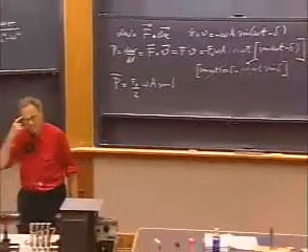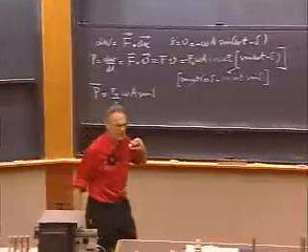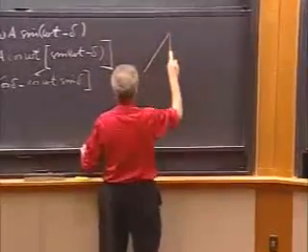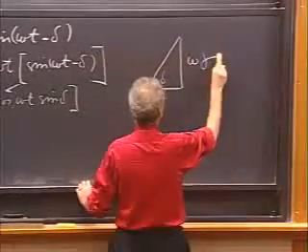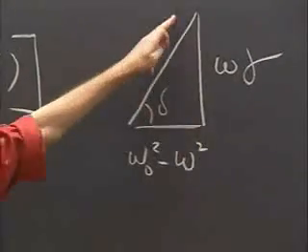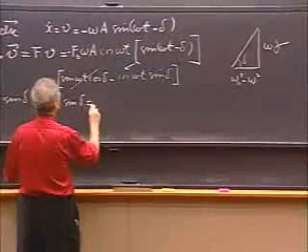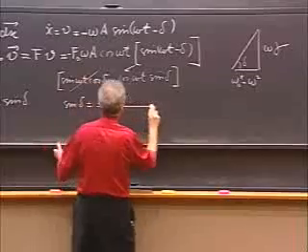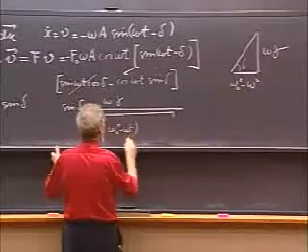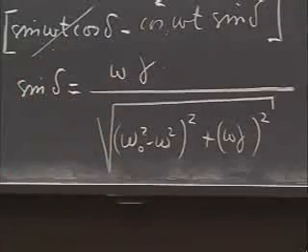What is sine delta? Well, I remember what tangent delta is. If I know tangent delta, can I then calculate sine delta? And the answer is yes, of course. If this is delta, and if this is omega gamma, and this is omega 0 squared minus omega squared, then it only takes Pythagoras to calculate what this is, and so I know that the sine of delta must be omega gamma divided by the square root of omega 0 squared minus omega squared plus omega gamma squared. So yes, I do know what the sine of delta is.